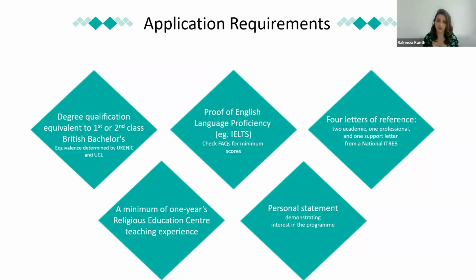There is some information on the UCL website if you'd like to have a look. If you go to the international student section and select your country, you can get an indication of what type of degree, what level, and what scores you might need in order to be eligible.